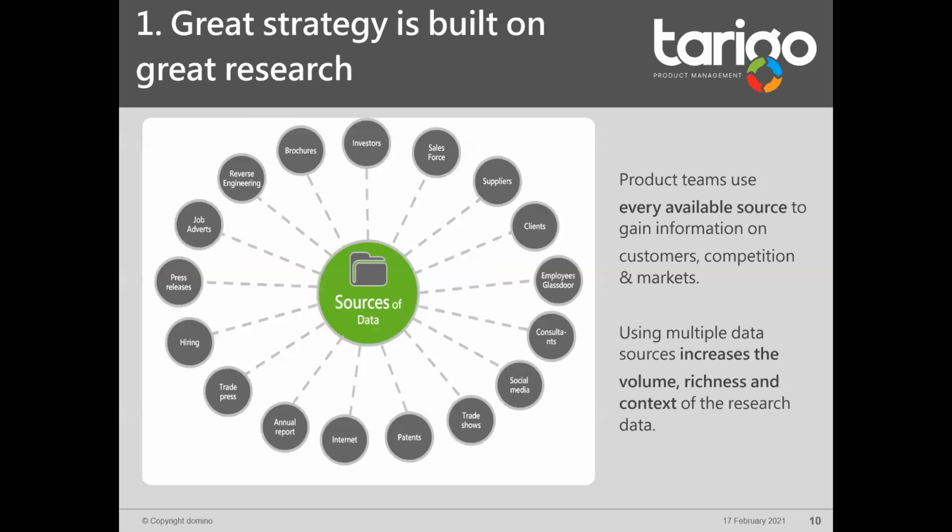So this first one: great strategy is built on great research. We always start with understanding our customers, understanding our competition, understanding our markets. And it's this idea that data is everywhere, and as product teams, we need to understand many things.